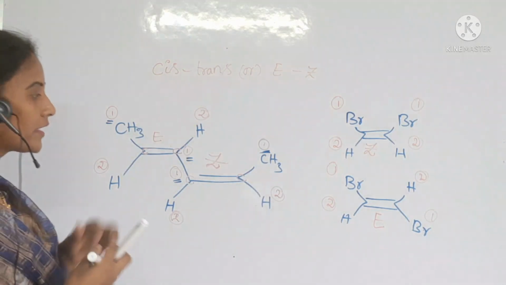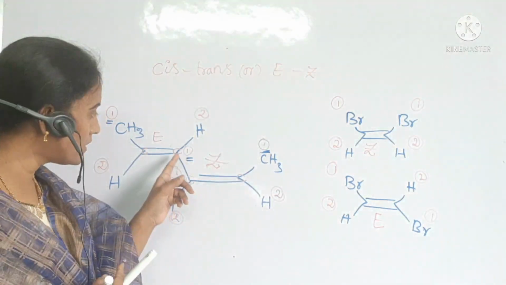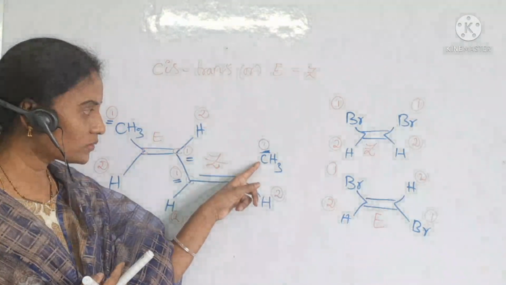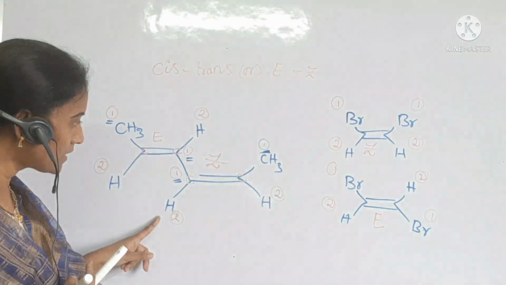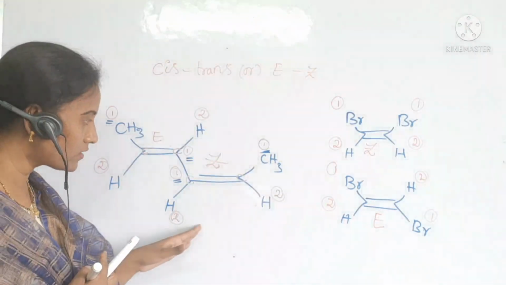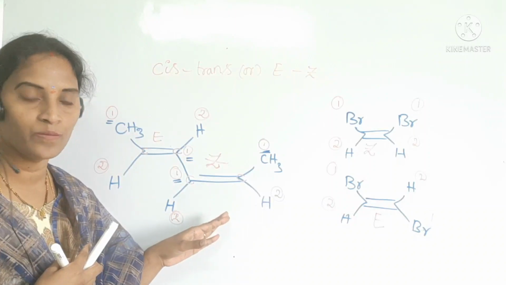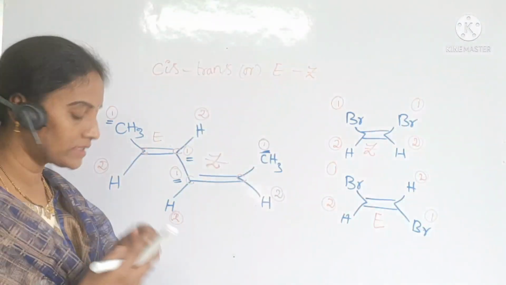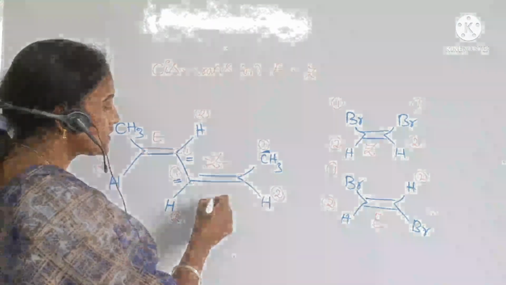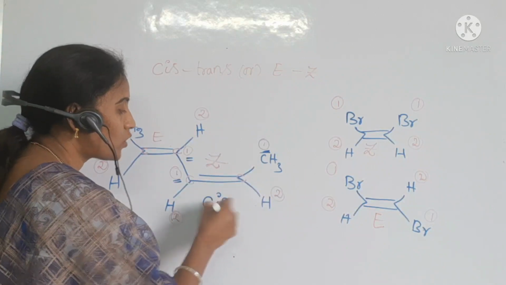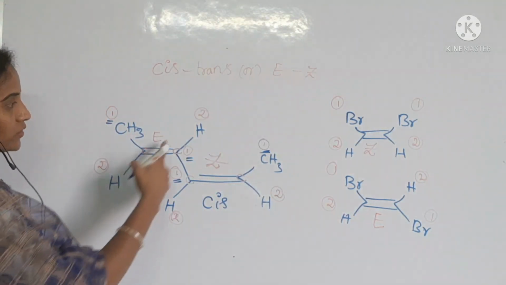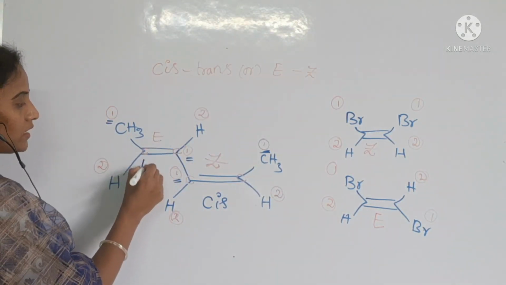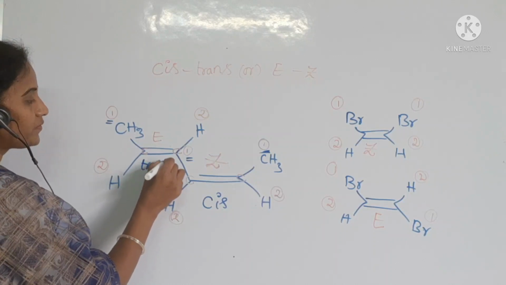Here also you can apply cis trans also. Here, this is carbon and this one also carbon. Here it is hydrogen and it is hydrogen. You can take these two hydrogens as a reference. These two groups are present on the same side, so it is the cis isomer, cis configuration. Here the hydrogens are on opposite sides, so it is the trans configuration.